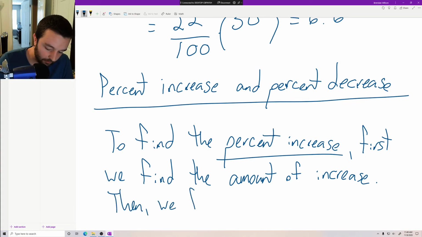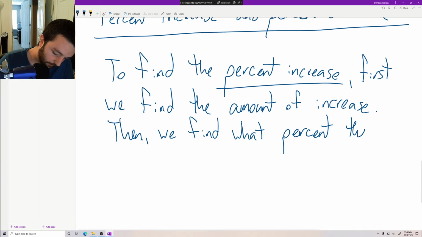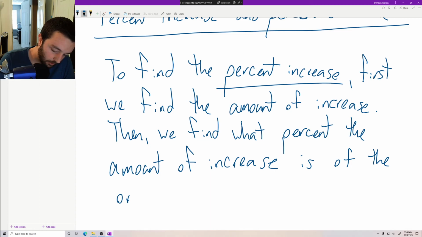Then we find what percent the amount of increase is of the original amount.